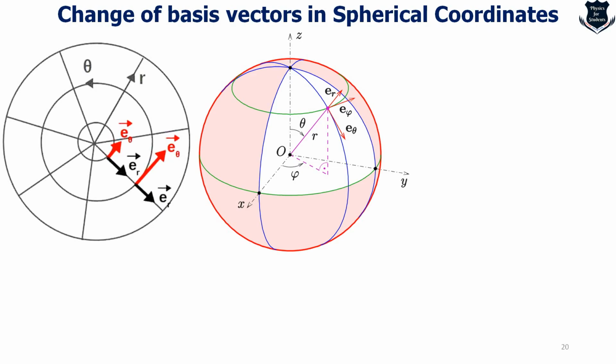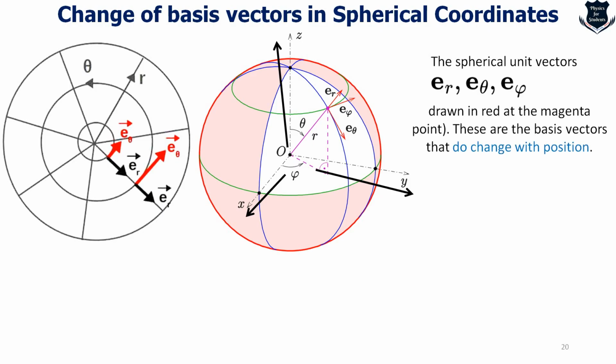Very simple. In Cartesian coordinates, i, j and k are fixed everywhere. But in spherical coordinates, this one is x, this one is y, and this one is z. Simple. Now here the spherical coordinates are labeled as e r, e theta and e phi, and these are drawn in red. So this part is the spherical basis unit vectors. You can see here, I am again zooming so that things become clear: e r, e phi and e theta.